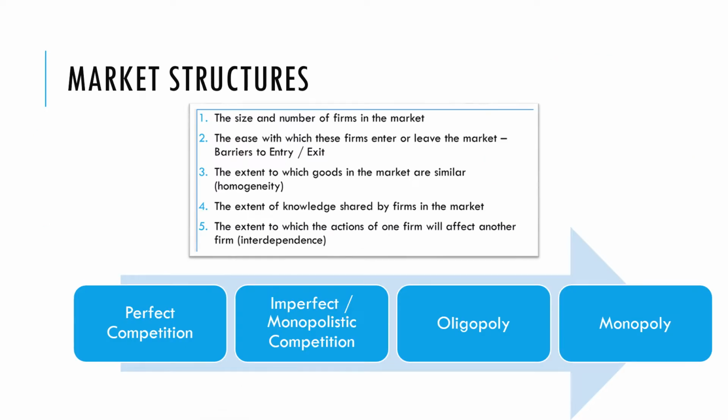As we said earlier, this is part of a series of videos looking at different market structures, how firms behave in different types of market. We have a scale from perfectly competitive all the way down to monopoly. Today we're going to look at monopolistic competition, sometimes known as imperfect competition, which is the next one along from perfect competition.